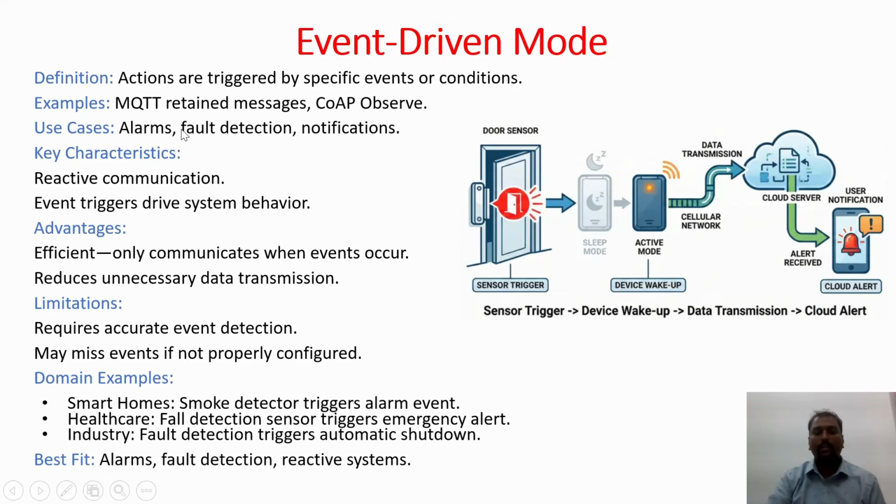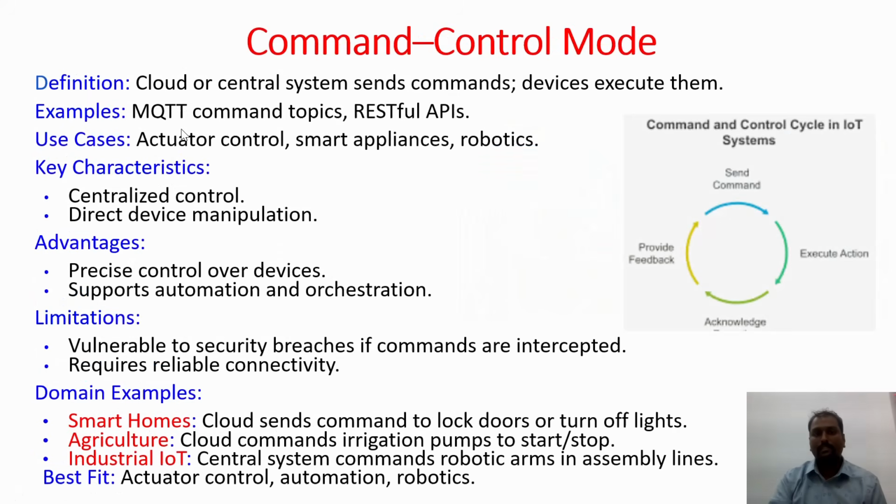Domain examples include smart homes, where in case a fire or smoke is detected inside a home, that alarm will be triggered. In healthcare, if any of the threshold or body parameters are less than a value, an emergency alert will be sent to the doctor or a nurse. In industry, it is used for fault detection, and when a fault is detected in any of the machines, the system will automatically go into shutdown mode. So it is best fit for alarms, fault detection, reactive systems, etc.